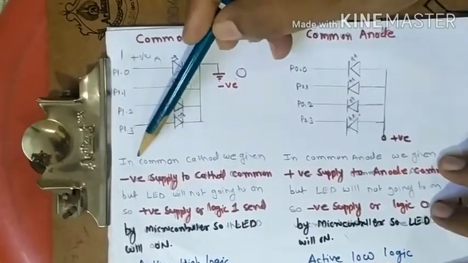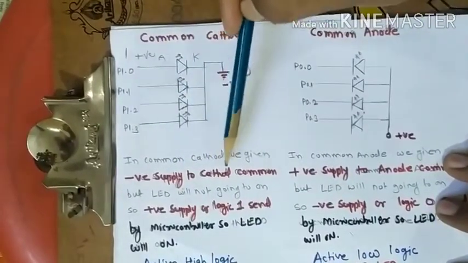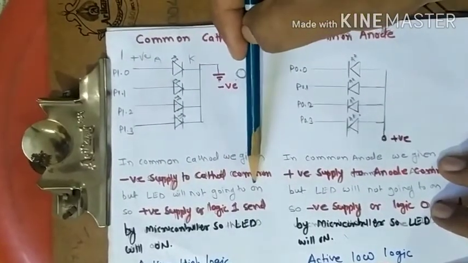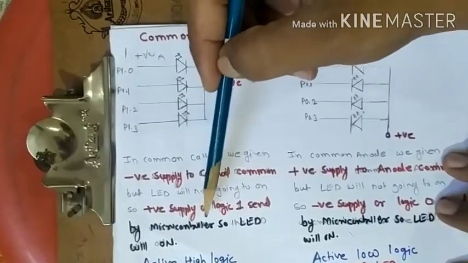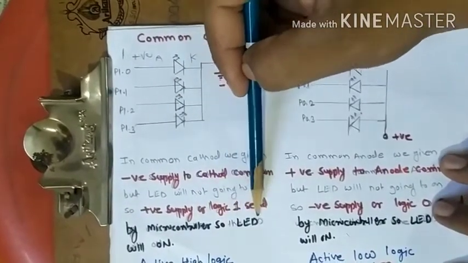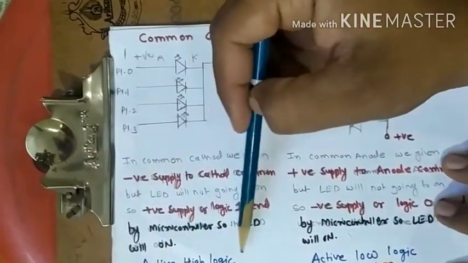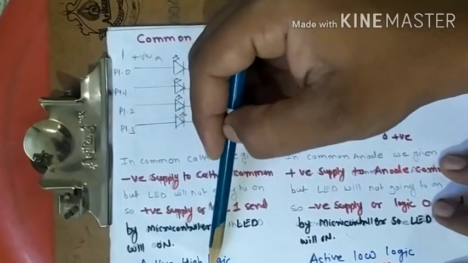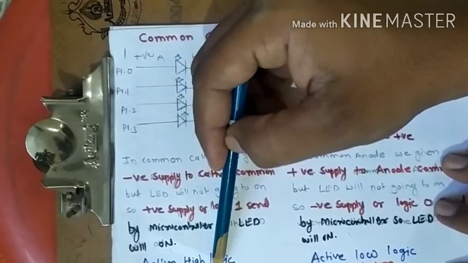See, in common cathode we give a negative supply to the common cathode, but the LED will not turn on. So a positive supply or logic 1 is sent by the microcontroller, so the LED will turn on, and this is called active high logic. If we are sending 1, the LED will be on. If we are sending 0, the LED will be off.